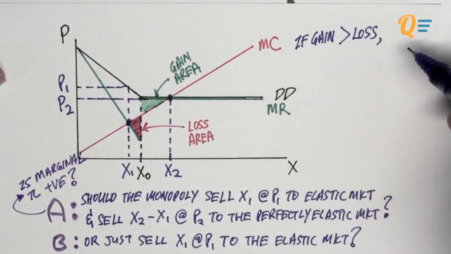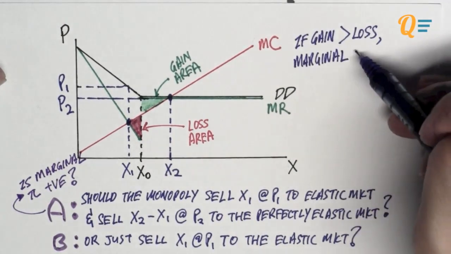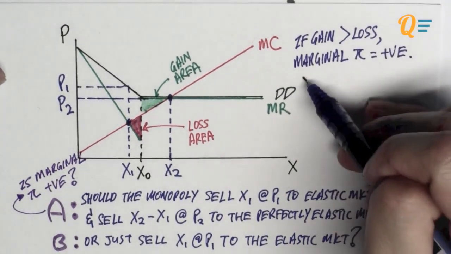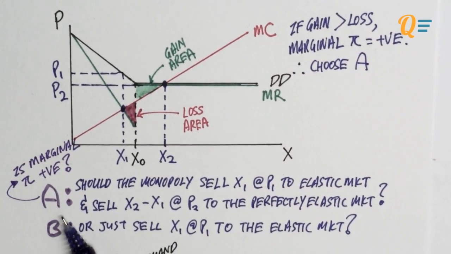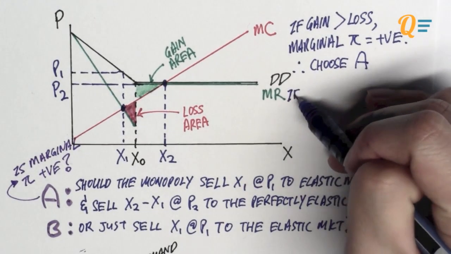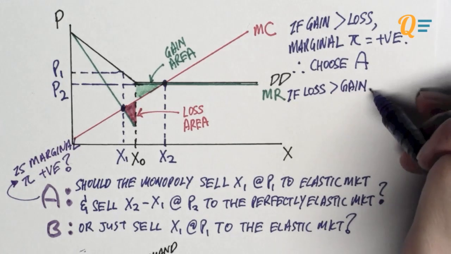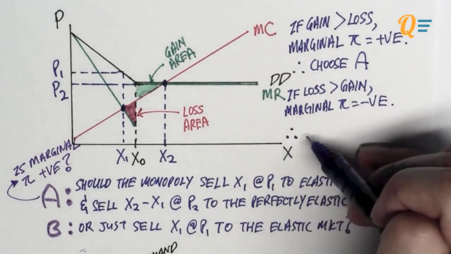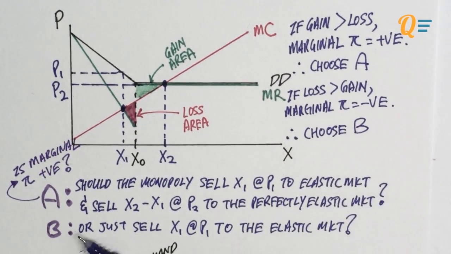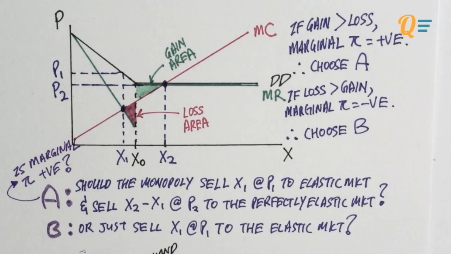Now, if the area of gain is more than the area of loss, then we know that the marginal profit is going to be positive. Therefore, the monopolist should choose A because he is producing beyond x1, which is going to give him more profits because marginal profit is positive. Now, if the area of loss is larger than the area of gain, then clearly the marginal profit is negative. Therefore, the monopolist should choose B because producing beyond x1 is going to give him further losses.